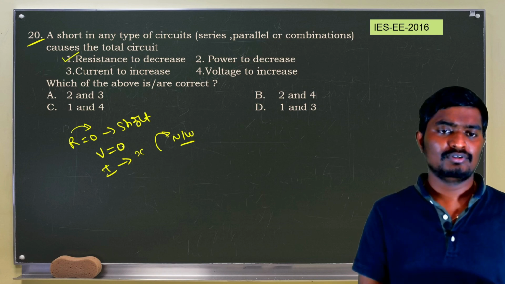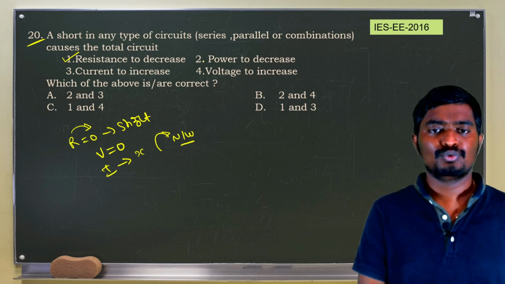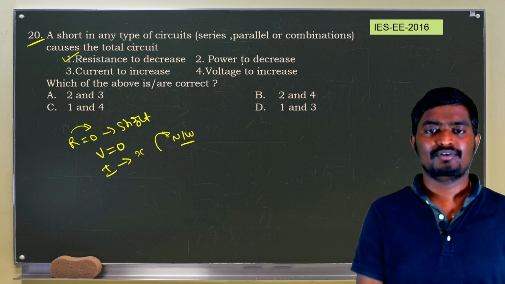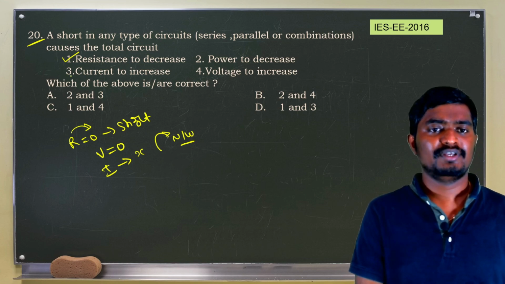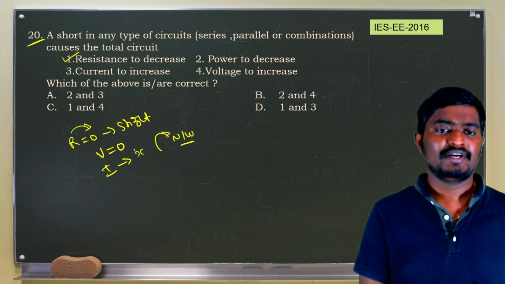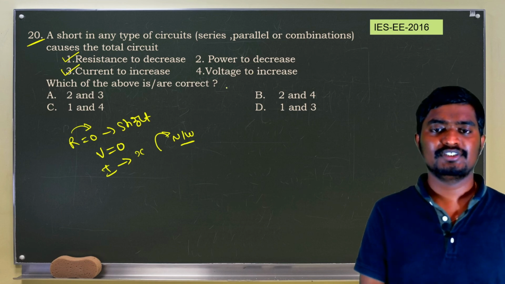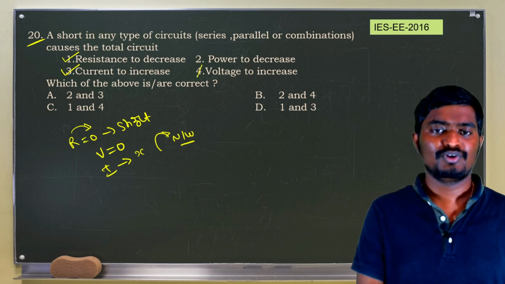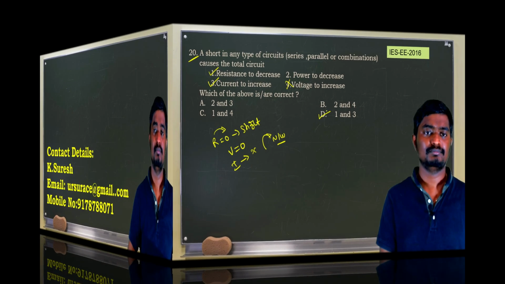This short circuit does not mention the value of power. Statement number 2, power to decrease. Here we are not fully confident about statement number 2. Statement number 3, current to increase. Current increases. So statement number 3 is correct. Statement number 4, voltage value to increase. Actually, voltage value decreases to 0. So statement number 4 is the wrong option. When you look into the options, statements 1 and 3 are correct. Option D is the correct option.